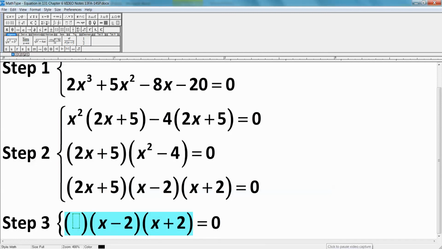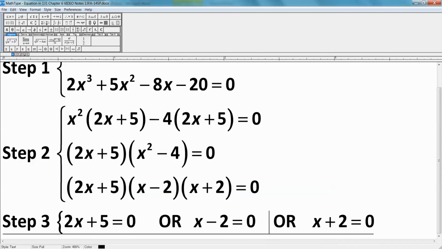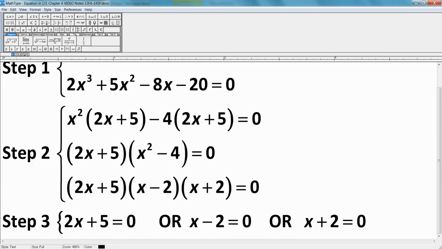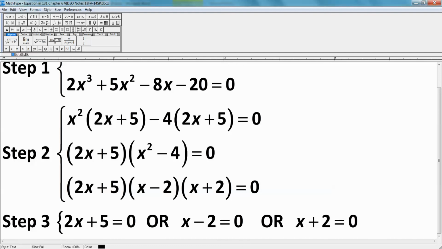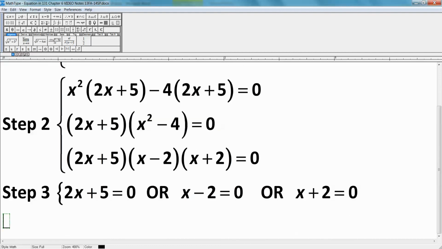Well, let me type this. There we go. We got all 3 of them. So either x plus 2 is 0, x minus 2 is 0, or 2x plus 5 is 0. So you got 3 options. Okay, so each one of those gives its own answer. So the hardest one to see is the 2x plus 5.